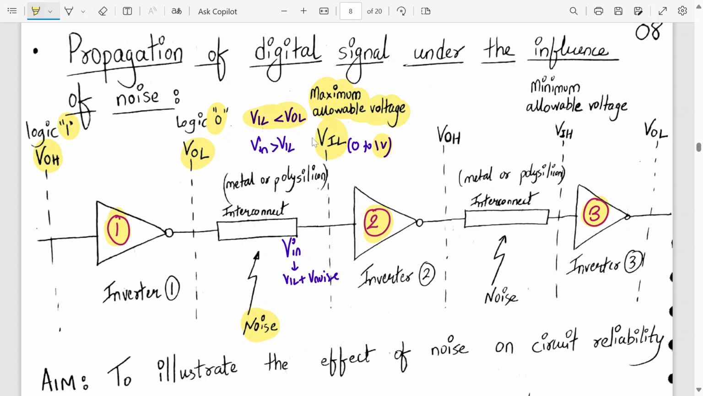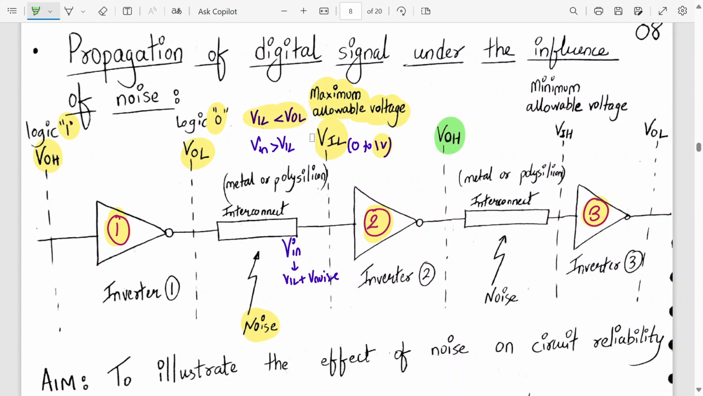Now consider the transition. Now this input has become low, let's assume it's correctly interpreted as logic low. So what should it produce at the output? VOH. Yes or no? Because the input is low, let's say it is correctly interpreted as logic 0. Now we are applying logic 0 correctly to the input of inverter number 2. So what should the output of inverter number 2 be? VOH. Correct? Now what will happen?